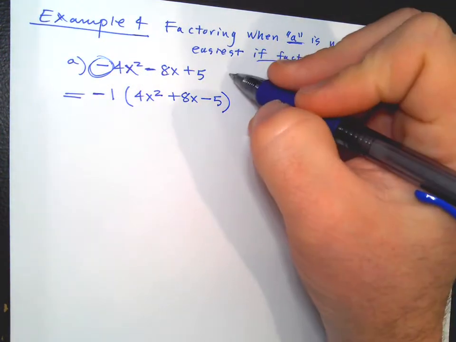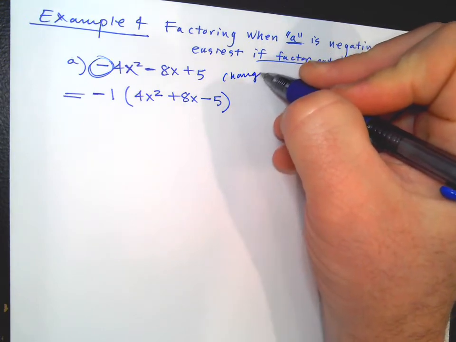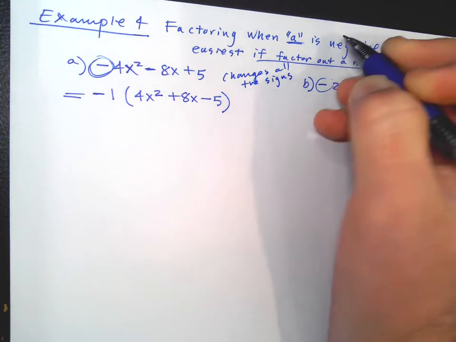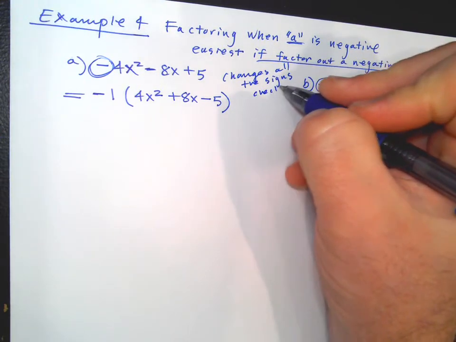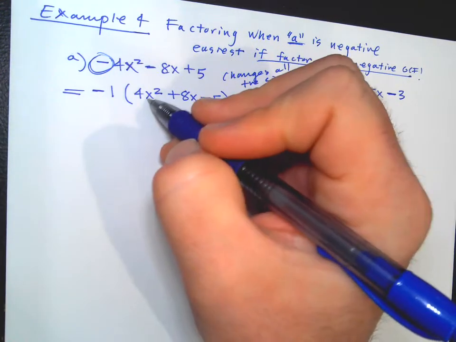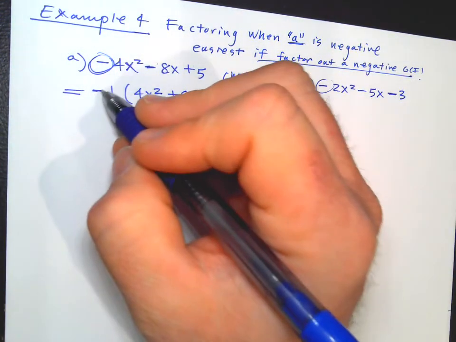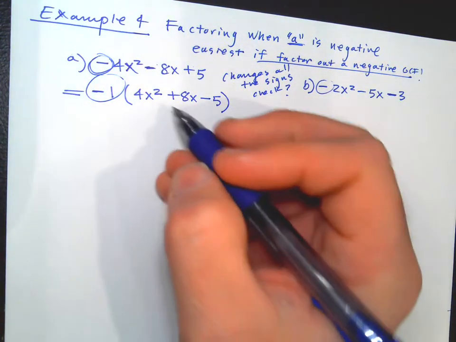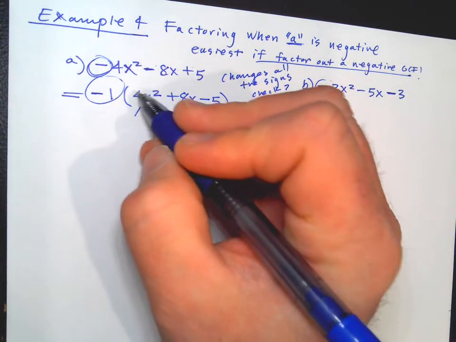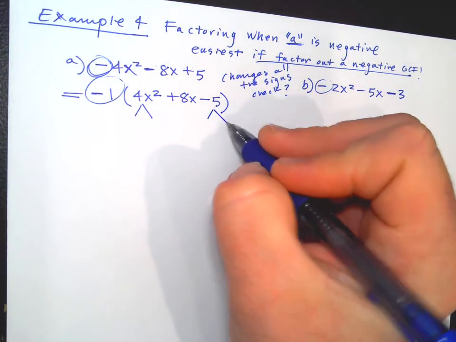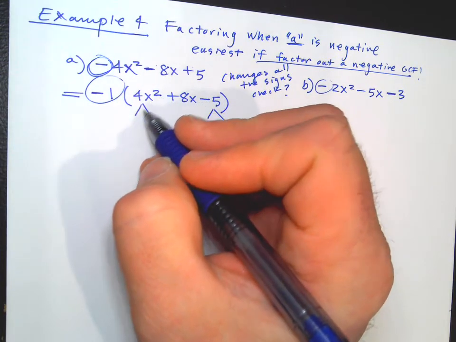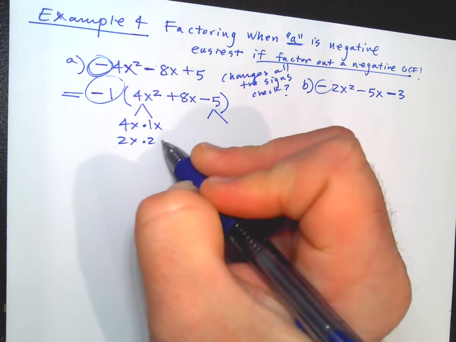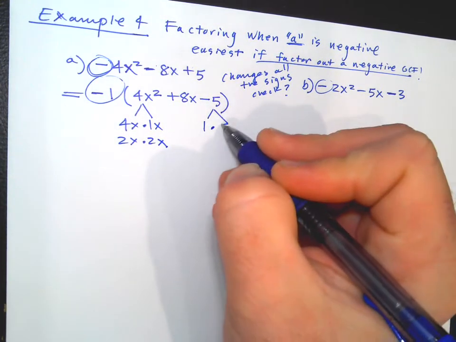So the thing is, it just changes all the signs. Okay, it changes all the pluses and minuses, and you could make sure, check it. Negative is positive, negative is positive, positive is negative. Now we don't lose this negative term because I think that's even easier to lose. But now we're going to try and factor what's left inside. Now this being positive at the front makes it easier. Okay, so how can we get 4x squared? Well, we could do 4x times 1x, or we could do 2x times 2x. Right? How do we get 5? Well, 1 times 5. That's it.